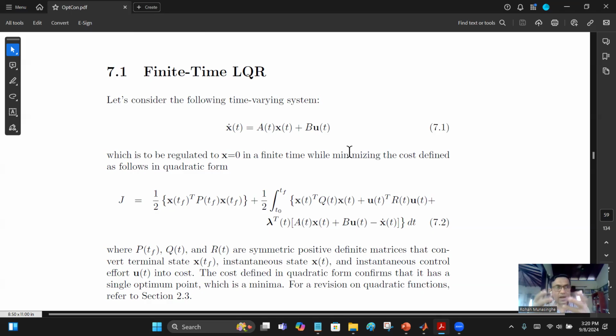But you might think that, okay, then what is the use of this regulator in a wide spectrum of applications, right? Because not every application is a regulator problem, right? There are tracking problems also. The controller has to track a reference. But the thing is, regulator can be redefined as a tracking controller also.